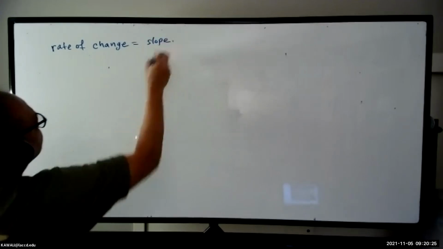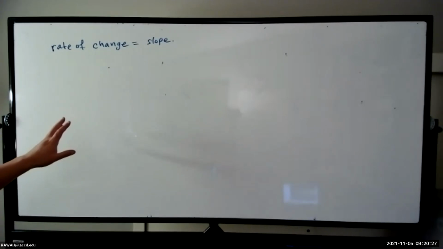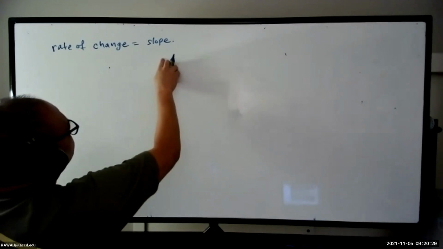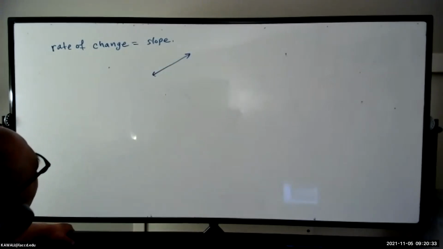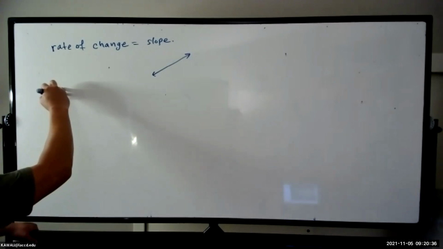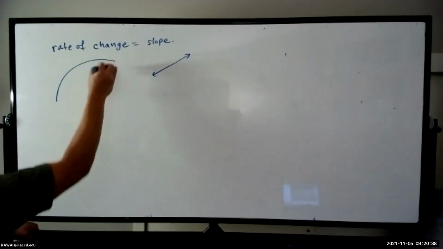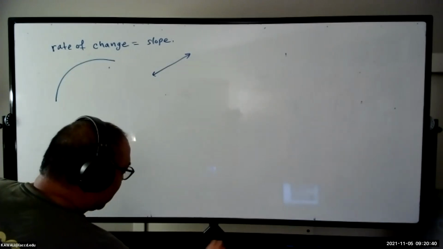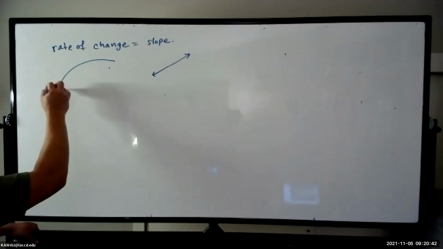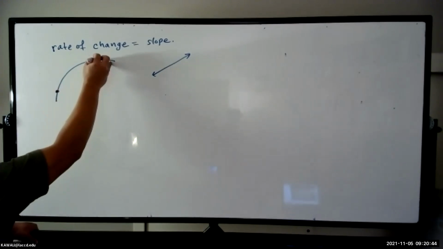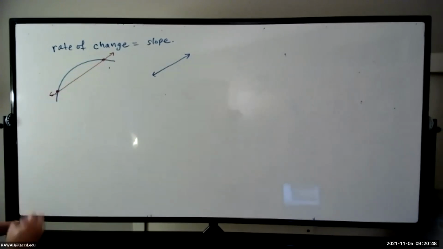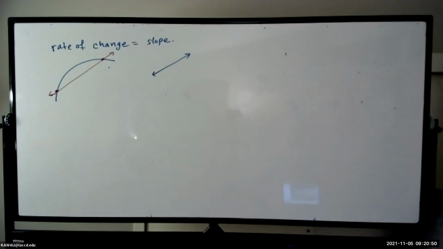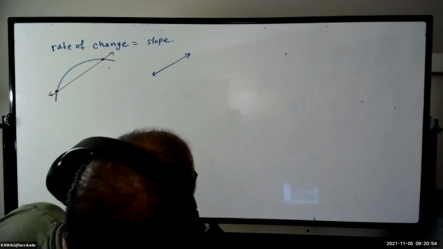Now, the only difference with rate of change and slope is that slope only works off of a straight line, whereas rate of change may work off of a curve. Even though it's working off of a curve, you're going to pick 2 points on that curve, and then you're going to say, hey, what's the slope of those 2 points? So let's remember our key points for slope.